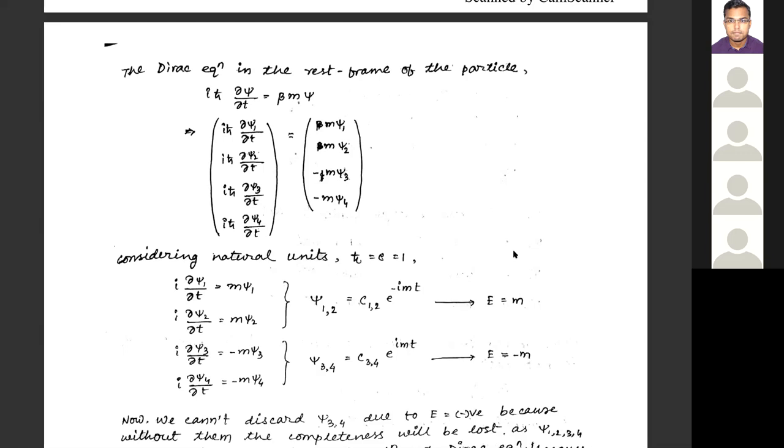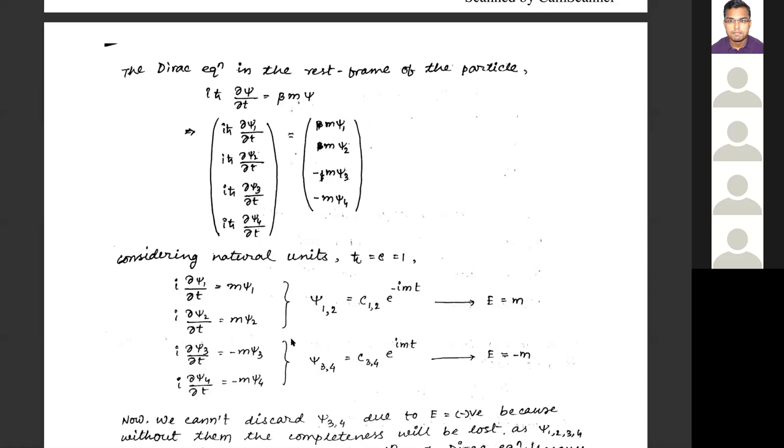In classical mechanics, you discard the negative energy solution, but here you have to be careful whether you can discard the negative energy solution or not. The first two of them are positive energy solutions with E equal to plus m, and the remaining two are negative energy solutions with E equal to minus m. The question is what to do with the negative energy solution, whether you can discard them.